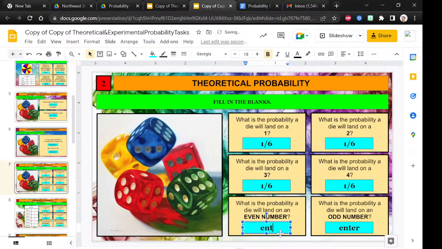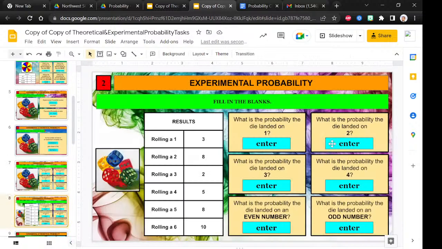So what's the probability that the die will land on an even number? Well, now there's 3 even numbers, and so that puts you at 1/2. Over here, what's the probability that the die will land on an odd number? Well, if we look there, that's 3 out of 6 again, but that's 1/2. Now, that's all in theory. In practicality, in experimental, what happened in the experiment was this.